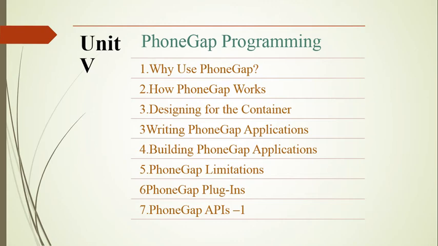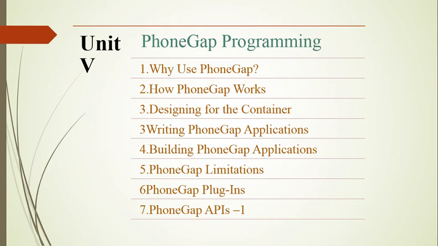First is installing the Cordova commands. The command line tool is distributed as an npm package. Second one is create the app. Step third, add platforms. Step 4, build the app. Then step 5, test the app. Step 6, add plugins.